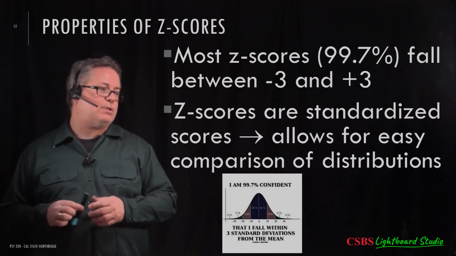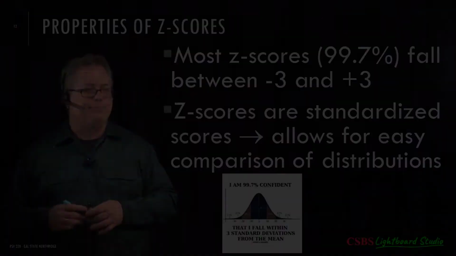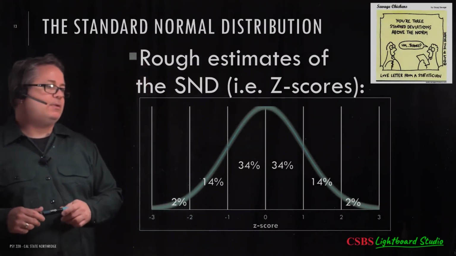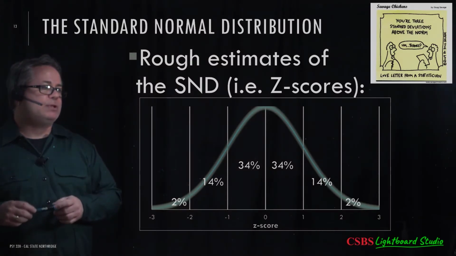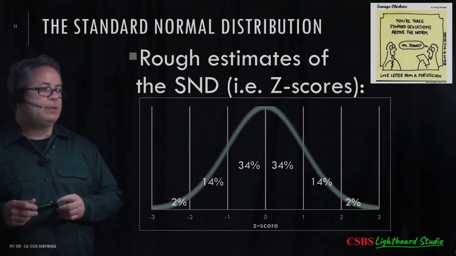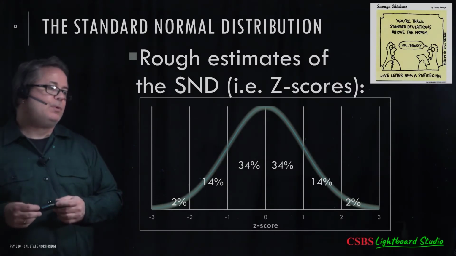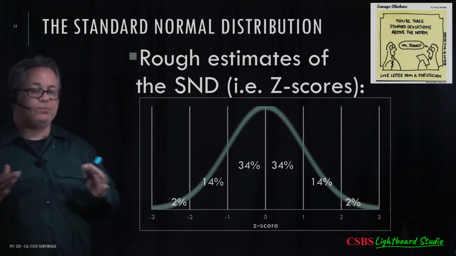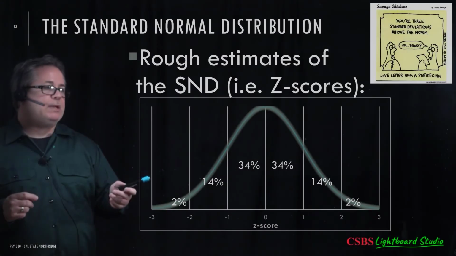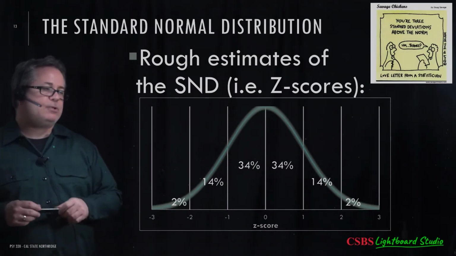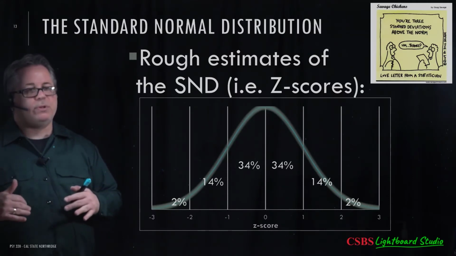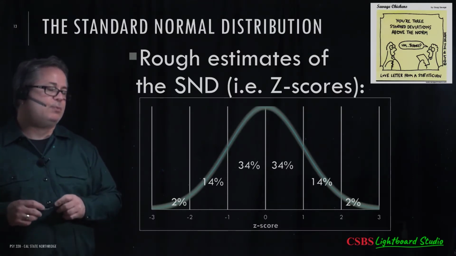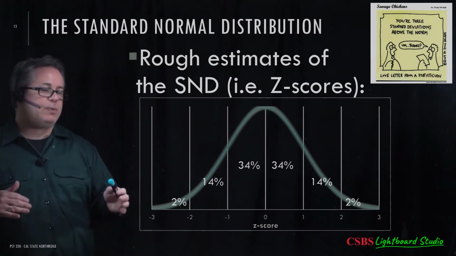I'm 99.7% confident that I fall between 3 standard deviations from the mean. So this is designed to give you an idea of understanding the proportions in a Z distribution. What it tells you is the percentages. This is rounded, that's why it's called a rough estimate. We can look at this rough estimate chart based on a z-score, and it gives you an idea of what to expect, where the majority of values fall in the distribution, and what to expect when looking at ranges of scores.